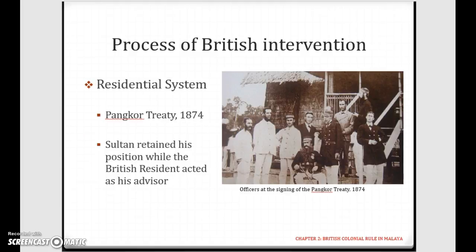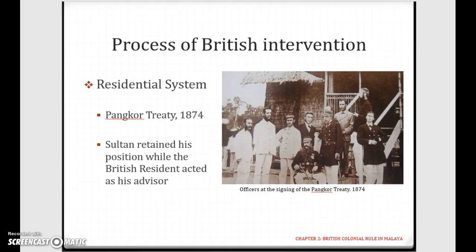Okay, so like I mentioned just now, the Sultan would retain his position while the British resident acted as his advisor. So, as you can see in the picture here, to be honest, I do not know who is the Sultan and who is the British. It's not very clear. But basically, I think they all look like British. So all the British signed this Pangkor Treaty together with the Sultan, and in this case, it also indicates that the British are coming to directly rule.